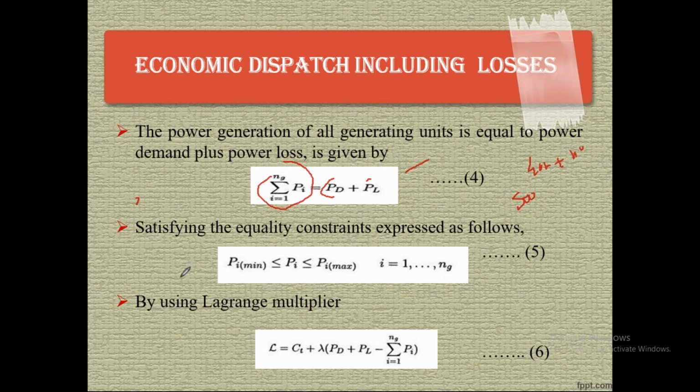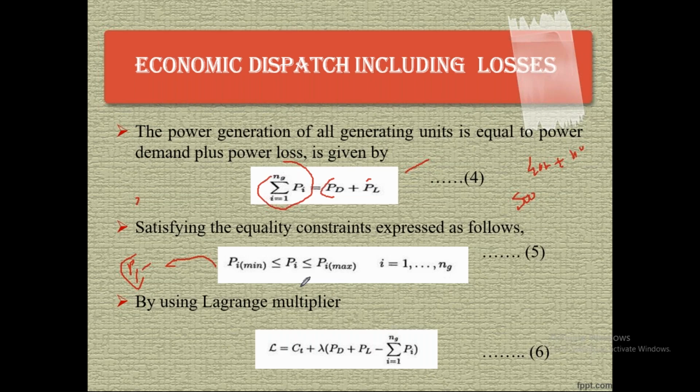After finding this value, the generation should satisfy this equality constraint. We already did a problem on this. The power generated by a plant has generation limits, and the value should be within the limits. If it is not within the limits, we have 2 conditions. If P1 is less than the minimum value, you have to consider the minimum value. If P1 is more than the maximum value, you have to consider the maximum value. This should be satisfied.